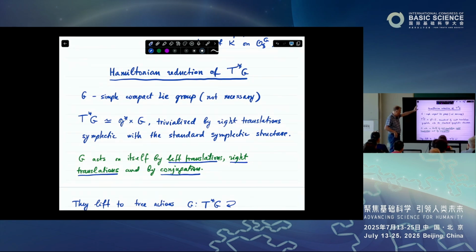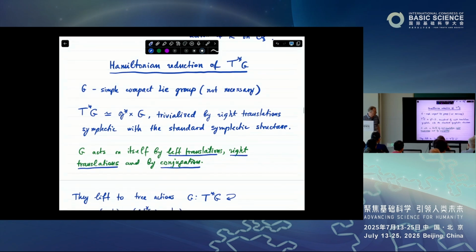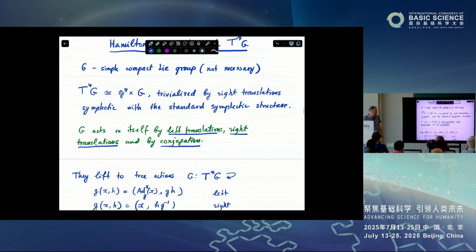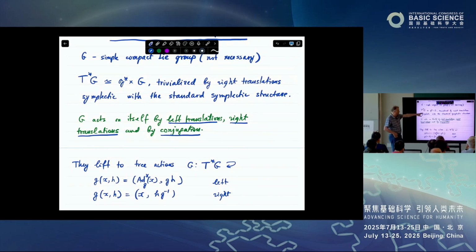So first, let me define spin Calogero-Moser systems. Let G be a simple compact Lie group. It's not necessary that it's compact, but let's just assume so for simplicity. Consider the cotangent bundle on G. Let's trivialize it by right translations. So then it's isomorphic to G* × G.